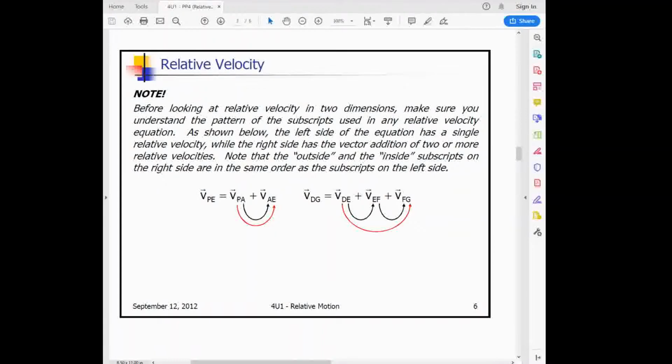This works with any relative velocity. So here's some random letters here. We have VDG. That would be equal to VDE plus VEF plus VFG. So the E is on the inside, the F is on the inside. Our resultant velocity vector becomes VDG, which is the two outside terms.